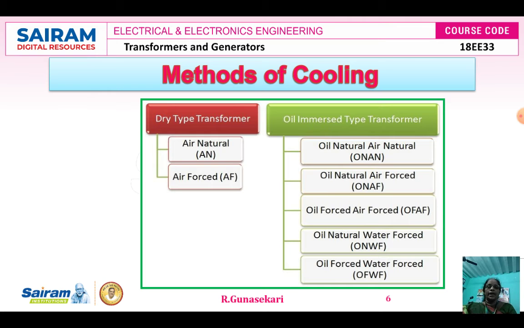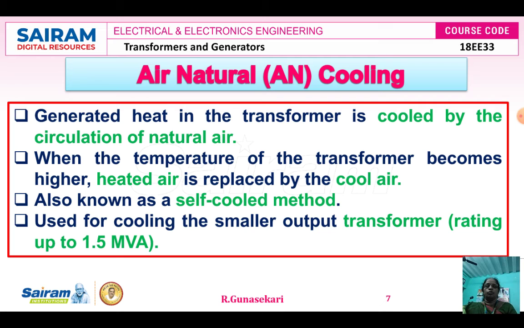Second one is oil natural and air forced, which is denoted by ONAF. The third one is oil forced, air forced, which is abbreviated as OFAF. The fourth one is oil natural, water forced, that is ONWF. The last one is oil forced, water forced, that is OFWF.